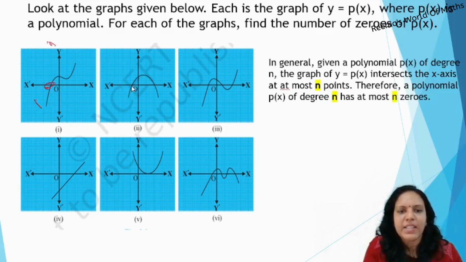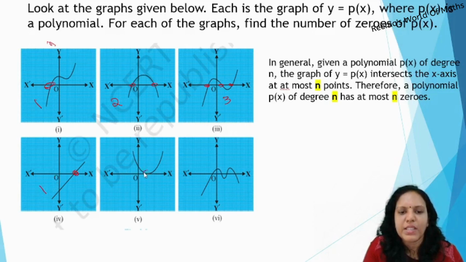And here we can say this graph cuts the x-axis at two different points, and it will have two zeros. The quadratic polynomial will have two zeros. Here again, the third figure, we can say it's cutting at 1, 2, 3 places. So this has 3 zeros. So the first one will have only 1 zero, this one has 2 zeros, and it has 3 zeros. And here we can say it is a straight line. So this can be a linear polynomial, and it has only 1 zero.